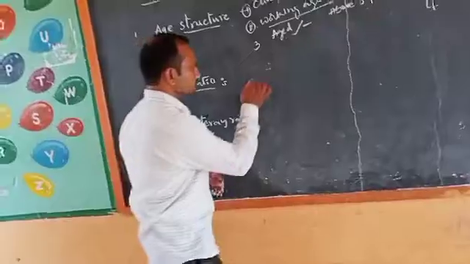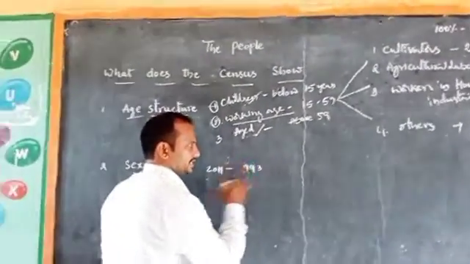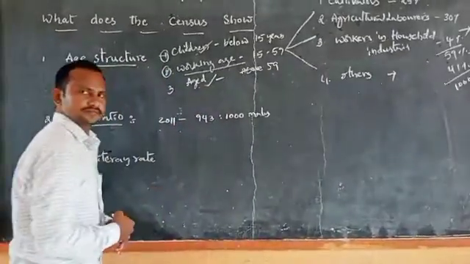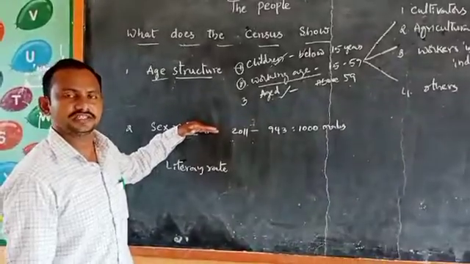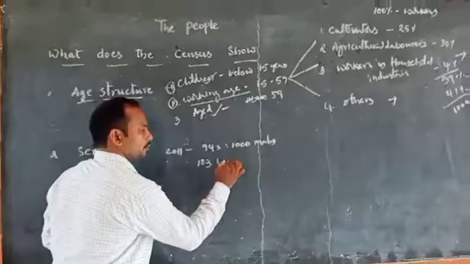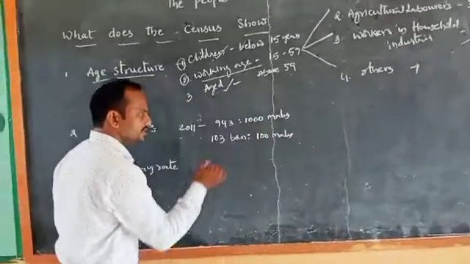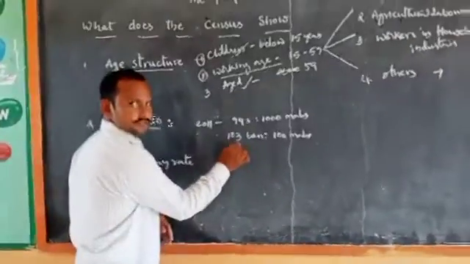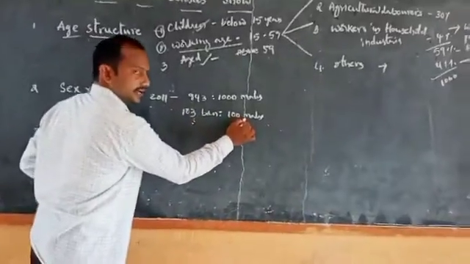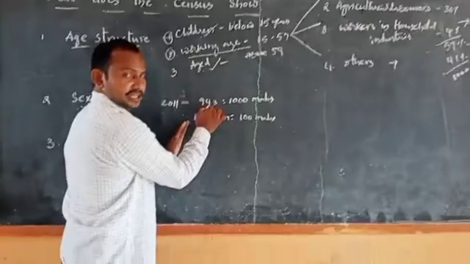For example, in 2011 data, only 943 females are there per 1000 males. And medical research shows that 103 female babies are born against 100 male babies. It means females should be high, but the female number is less.